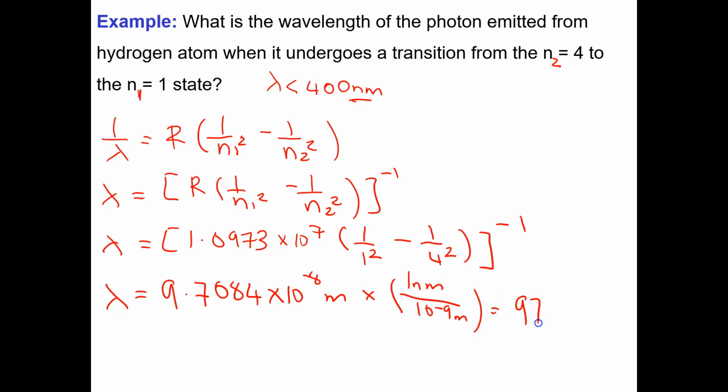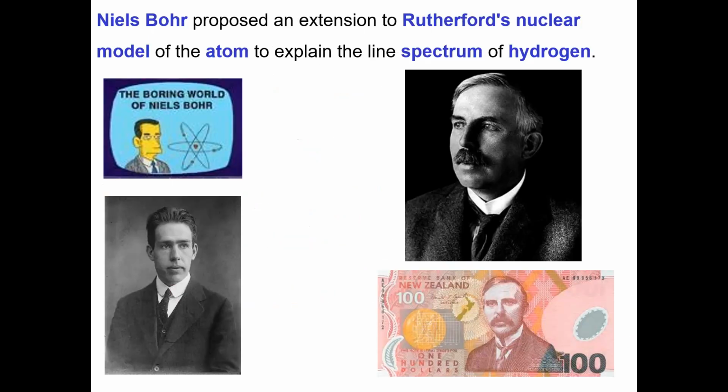So this particular photon will have a wavelength of 97.084 nanometers, which is most definitely less than 400. So we have confidence that we did okay. So the Rydberg equation works, but no one knows why.